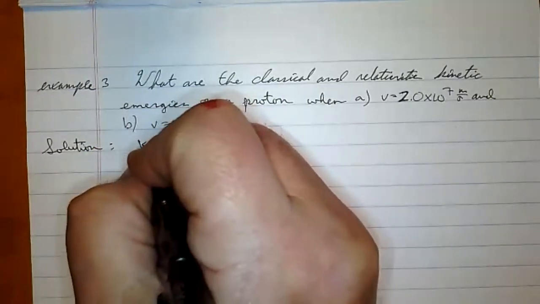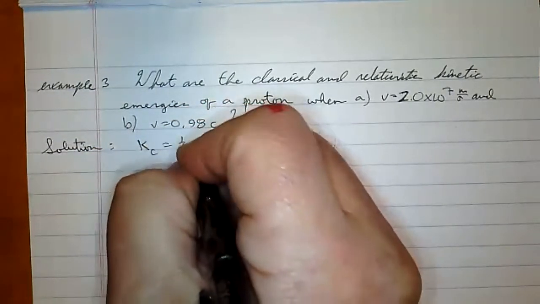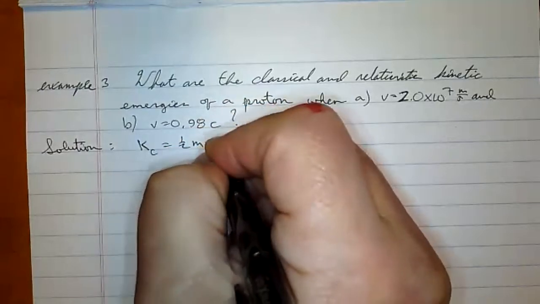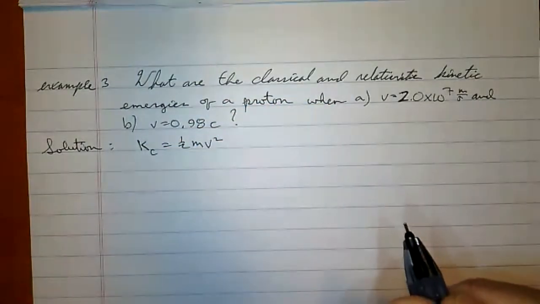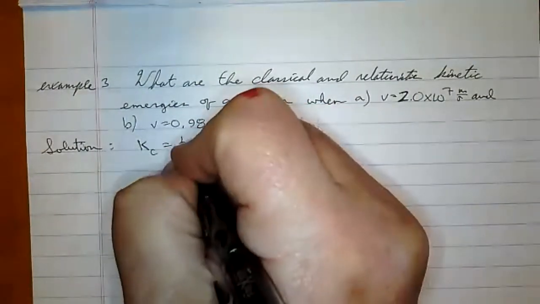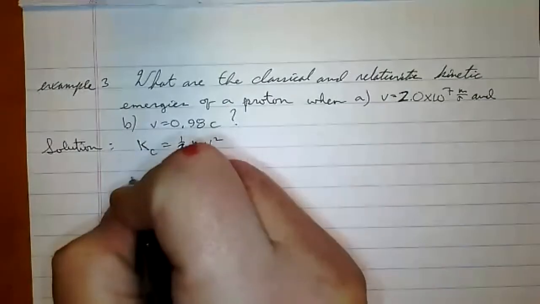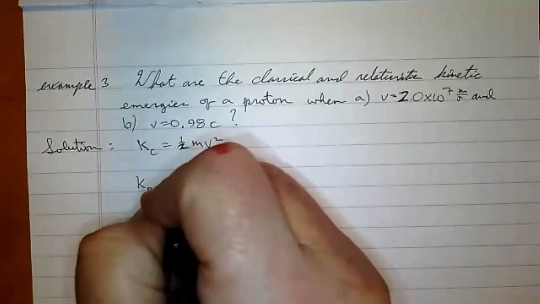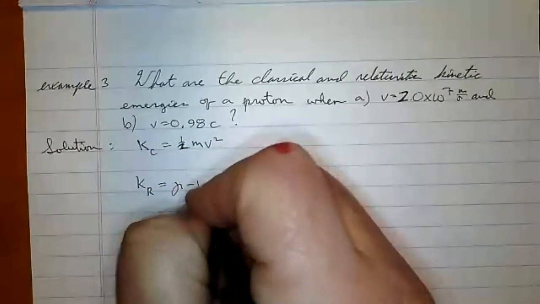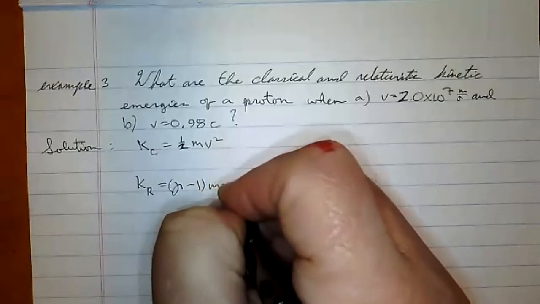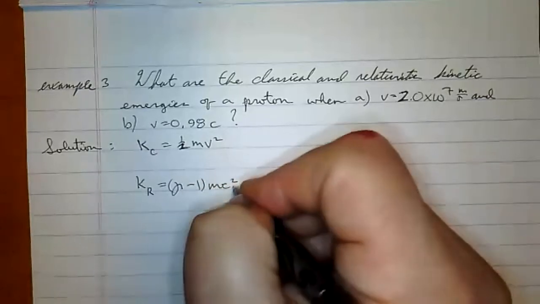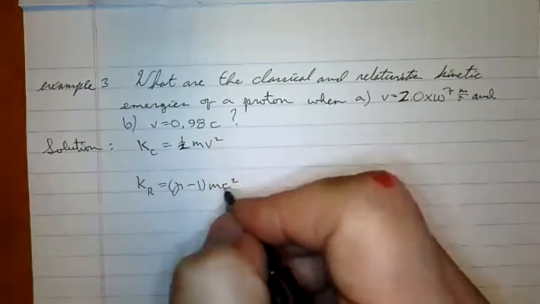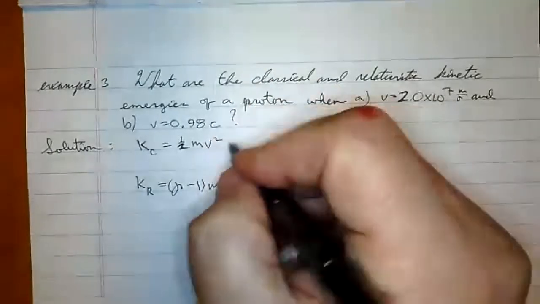Kinetic energy classically is 1/2 mv squared, which looks nothing like the relativistic one, by the way. Kinetic energy relativistic is gamma minus 1 times mc squared. It doesn't even have the v there, right? I'll show you how those are equivalent in some sense.